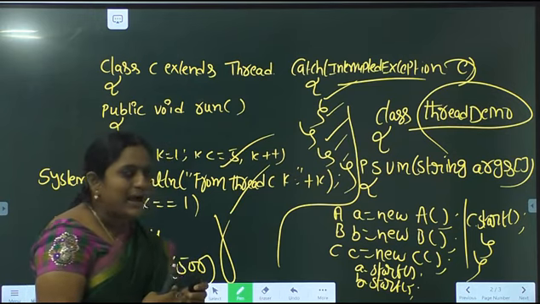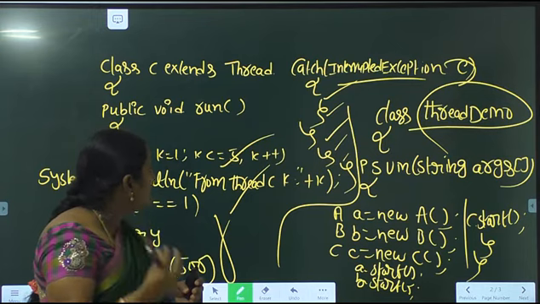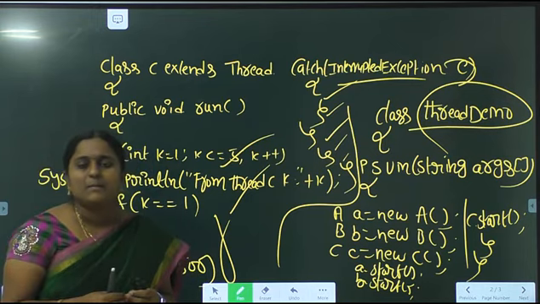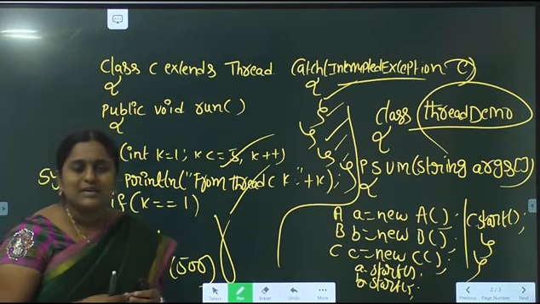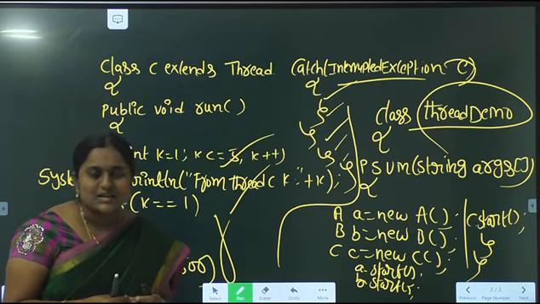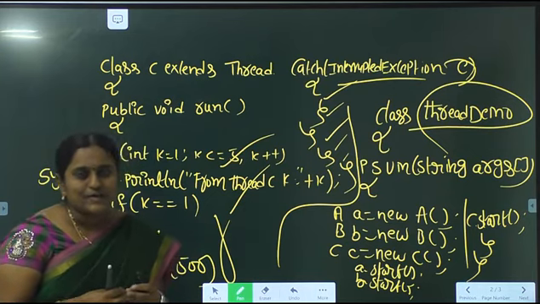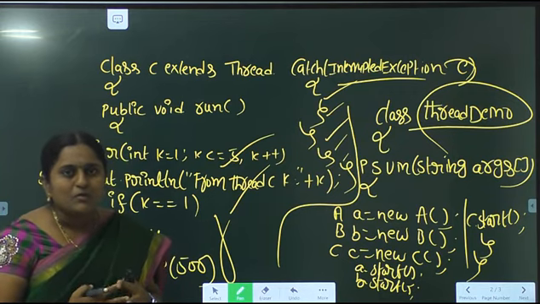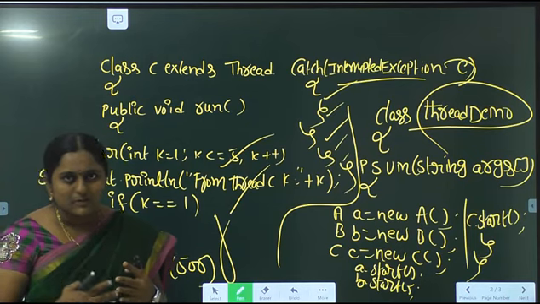Here I already told you the output of any thread application depends upon the CPU scheduling. Scheduling is highly dynamic. It decides which one is the current thread to be executed and which next thread is going to be executed. The output of any thread application depends upon the CPU scheduling.